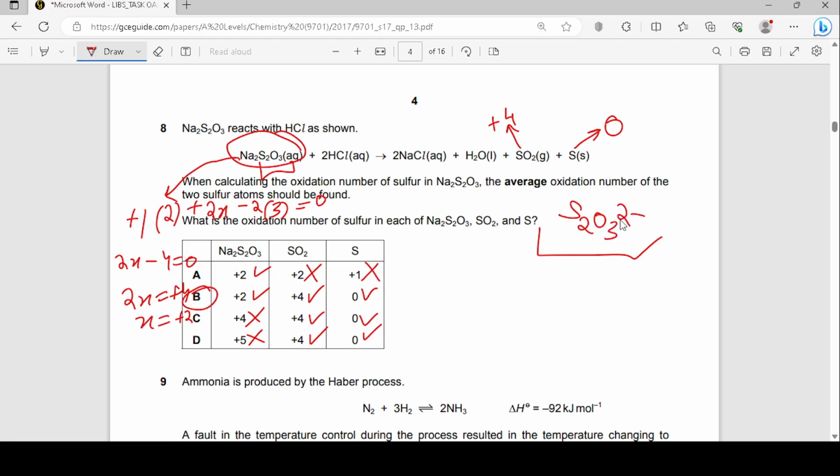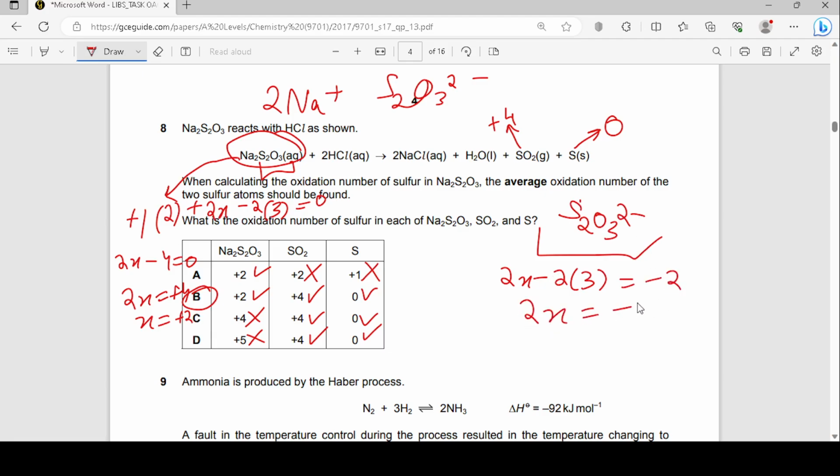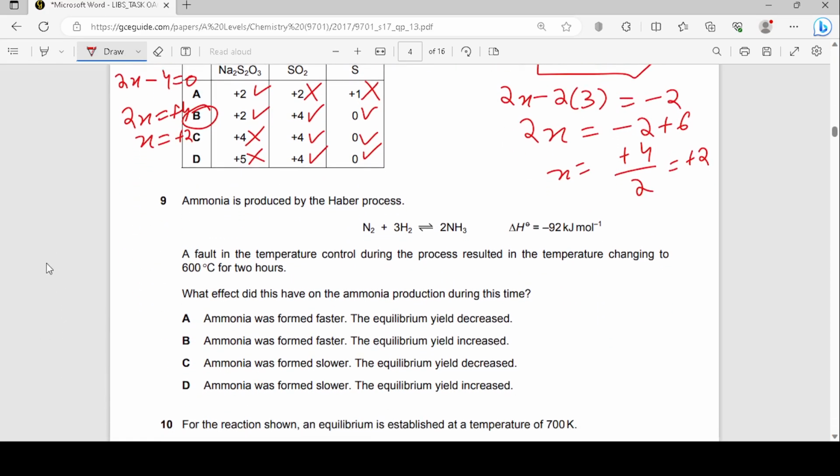The other method is S2O3 2 minus. I told you it has a 2 minus charge. You have 2 Na plus and S2O3 2 minus. That's why it's an overall neutral compound, right? And again, you could assume 2X, because there are two atoms of sulfur, each with an oxidation state of X. Then I make it 2X plus 3 times -2, because there are 3 oxygen atoms, each with an oxidation state of -2. The charge of this complex ion is -2, so I write -2. 2X equals -2 plus 6. X equals +4 divided by 2, so that is +2. Again, same answer, just in a slightly different way. So yeah, that's just something to note.